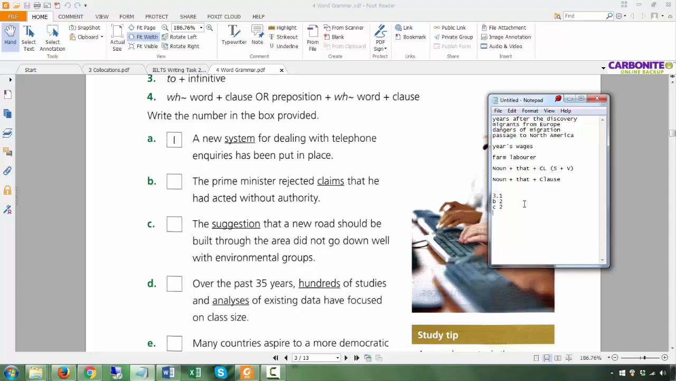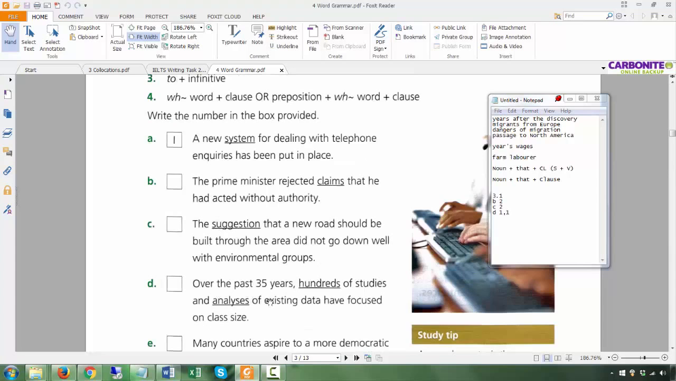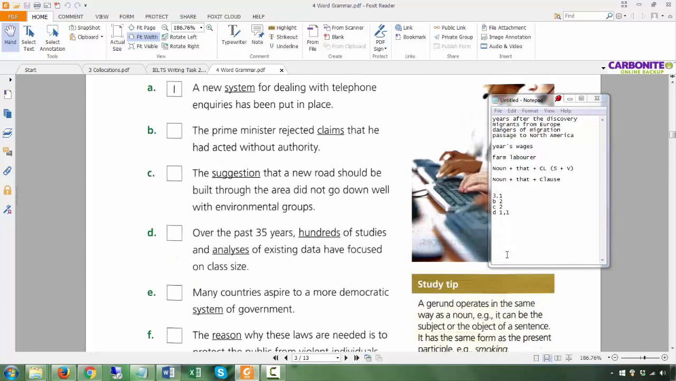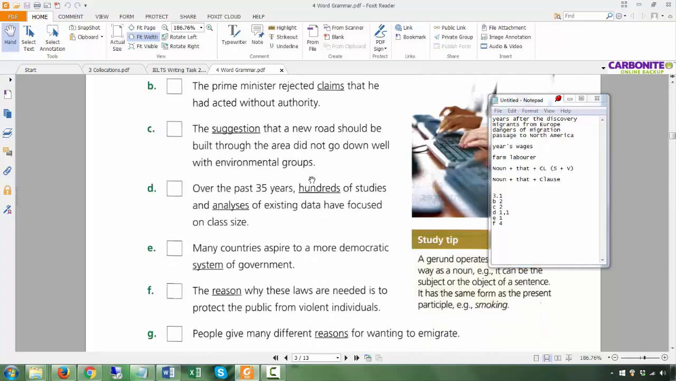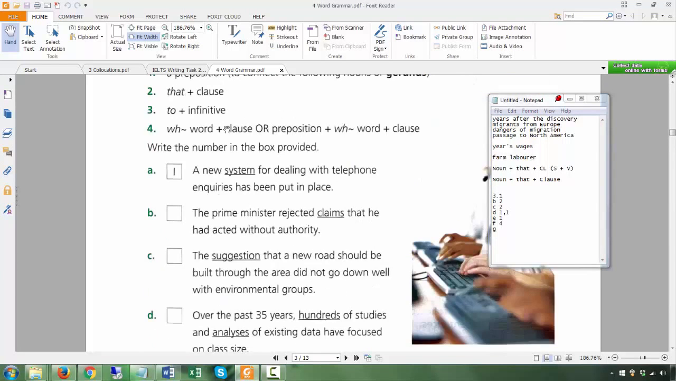D, hundreds of. So what is this? This is the preposition, pattern 1. For both of them, hundreds of, and analysis of. System of is 1 again, the preposition. The reason why, which is that's the, so here. Number 4. G, reasons for. This is the preposition. So preposition is 1.